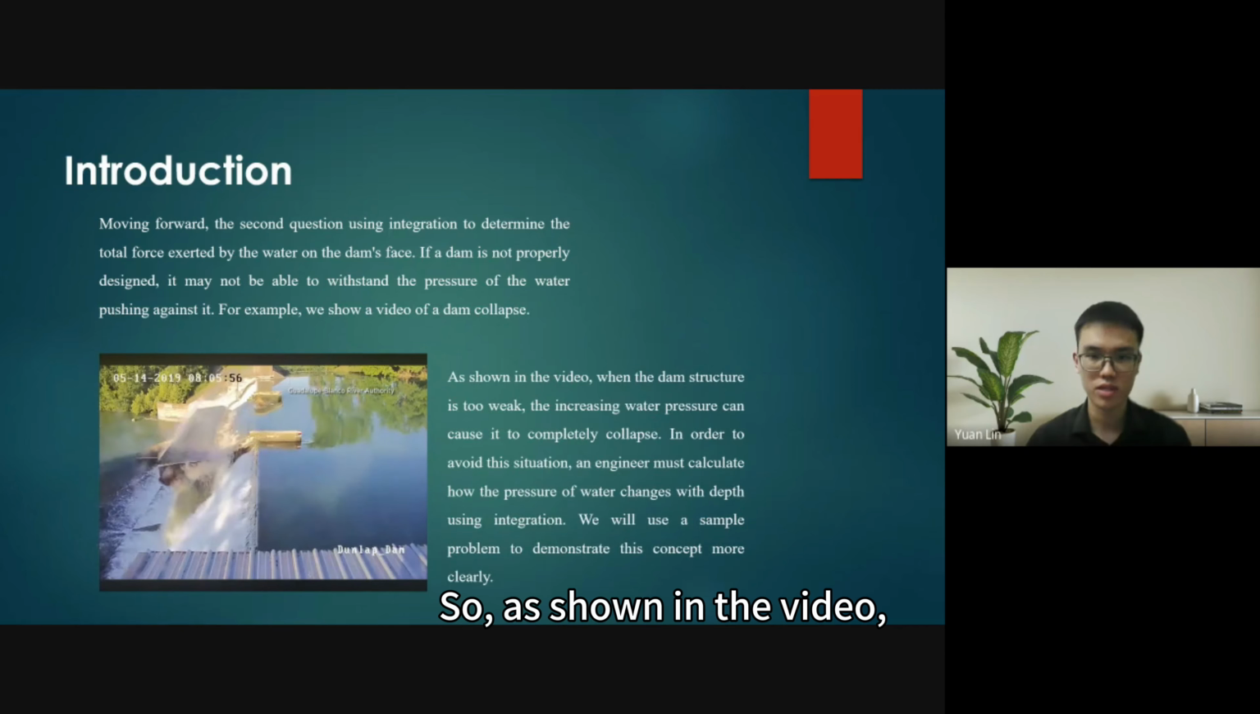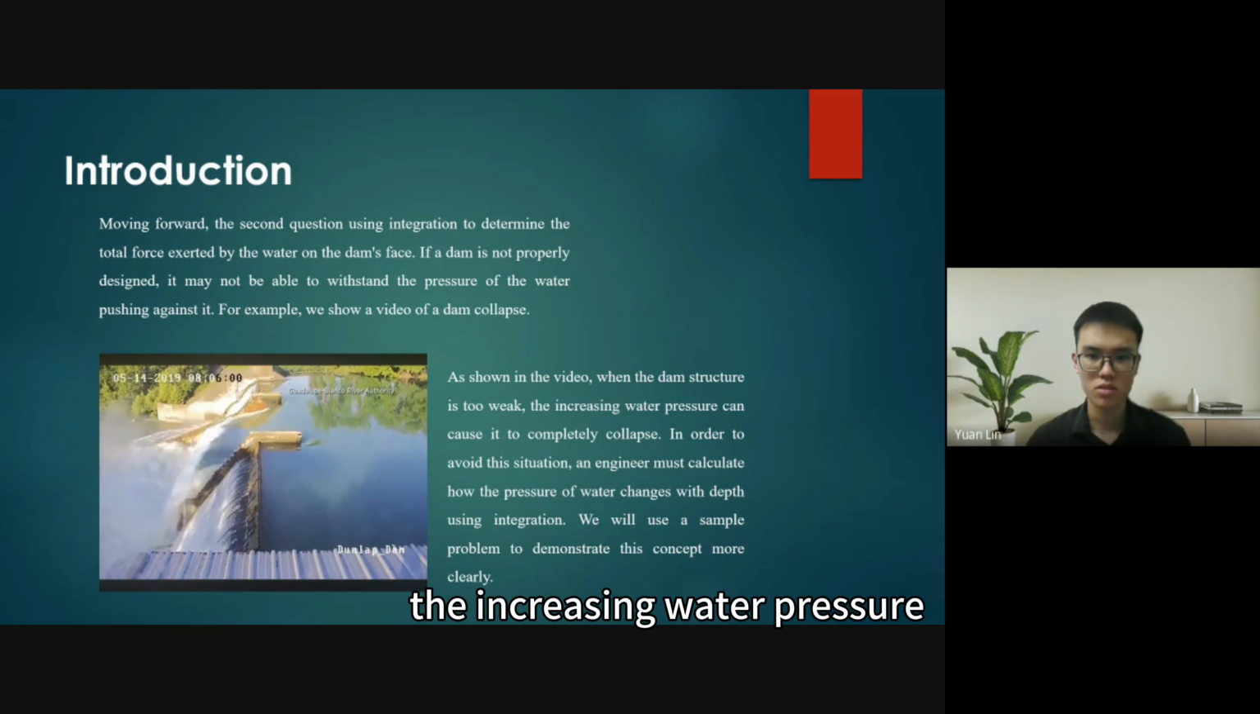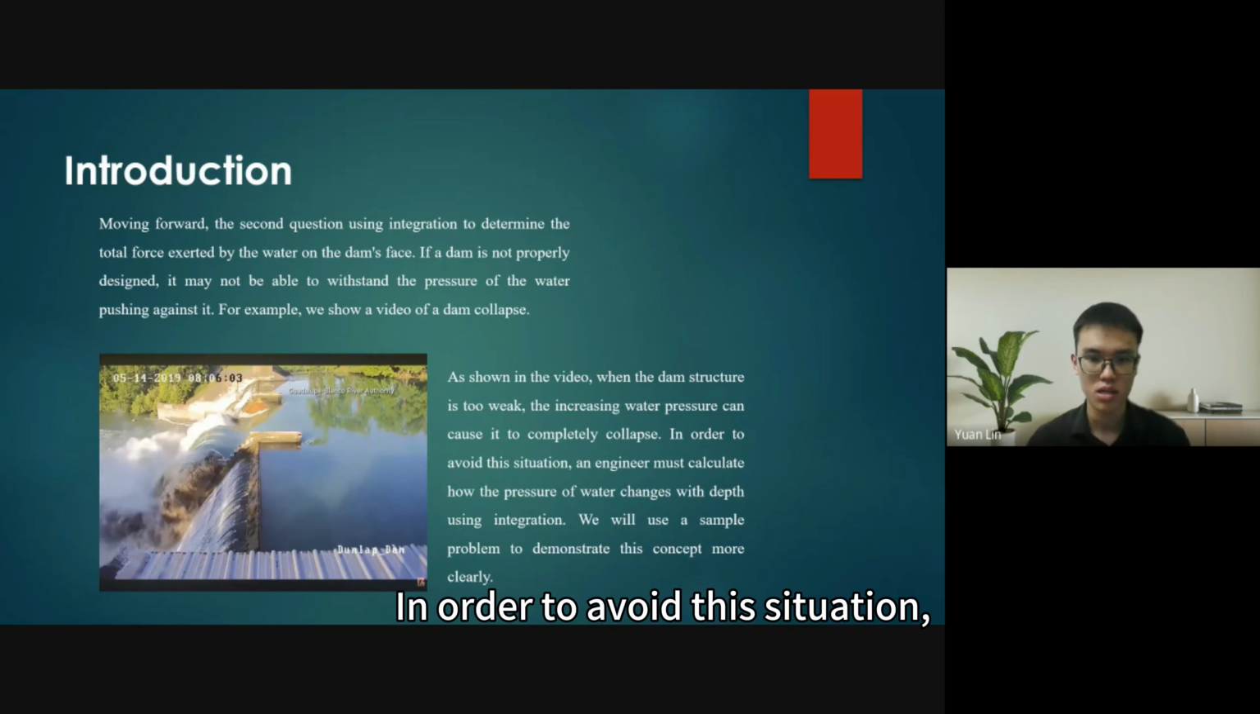So as shown in the video, when the dam structure is too weak, the increasing water pressure can cause it to completely collapse. In order to avoid this situation, the engineer must calculate how the pressure of water changes with depth using integration. This example is demonstrated below, and I will pass to Yu Yang to continue.